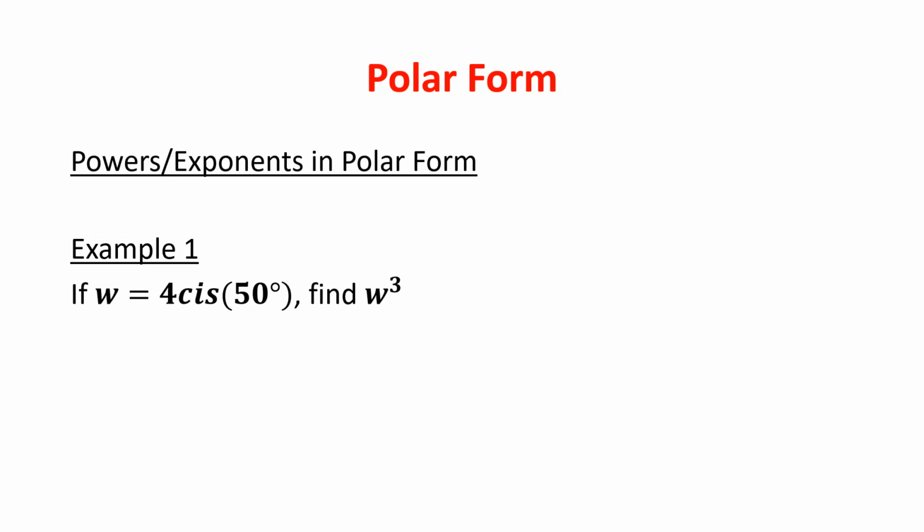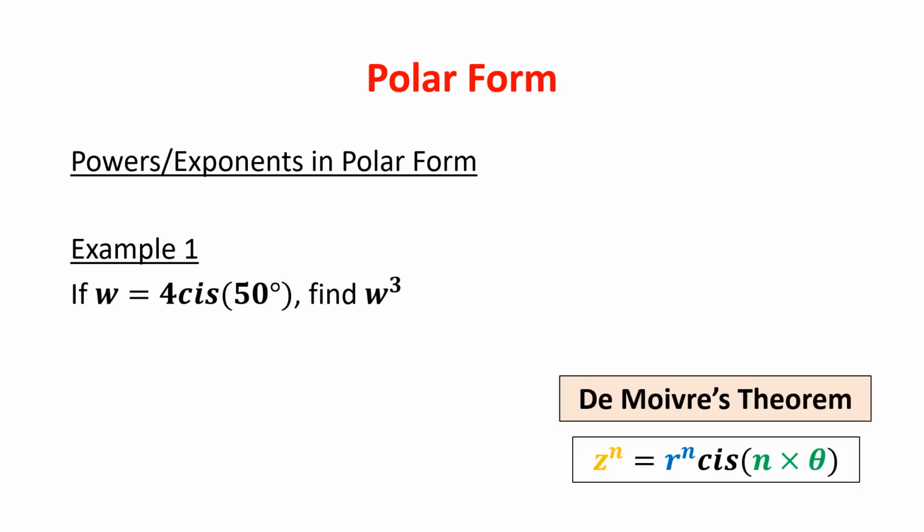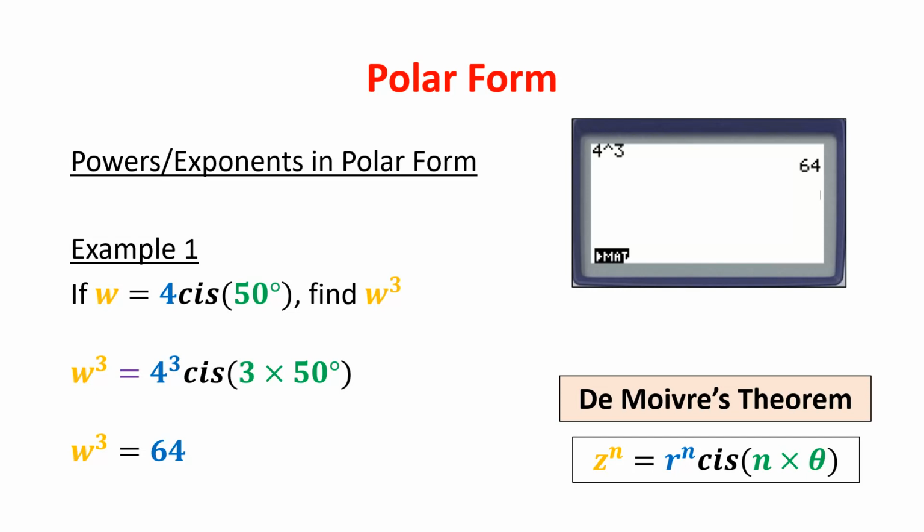So let's get straight into example 1. If w is our complex number written in polar form 4 cis 50 degrees, we're going to find w to the power of 3. So let's pop down de Moivre's theorem here. So w is 4 cis 50. We're finding w to the power of 3. So to work out w to the power of 3, we go 4 to the power of 3. We write down cis, but we don't go 50 to the power of 3. We go 3 times 50. So 4 to the power of 3 is just 4 times 4 times 4, which is 64. And then we write down cis, and 3 times 50 degrees is 150 degrees.